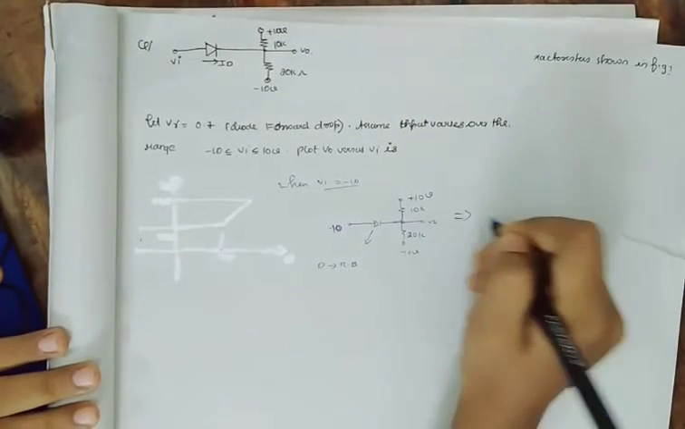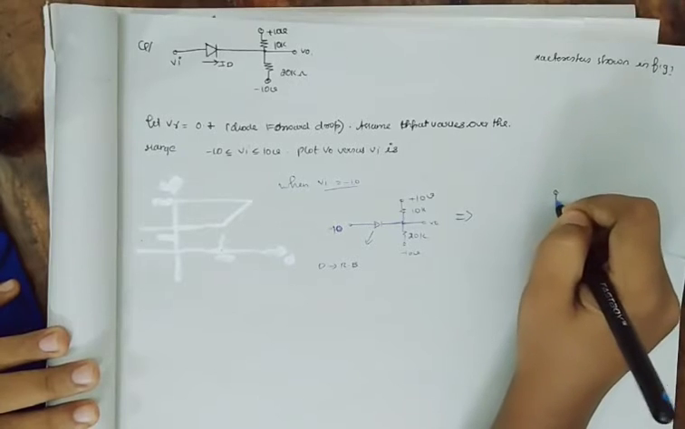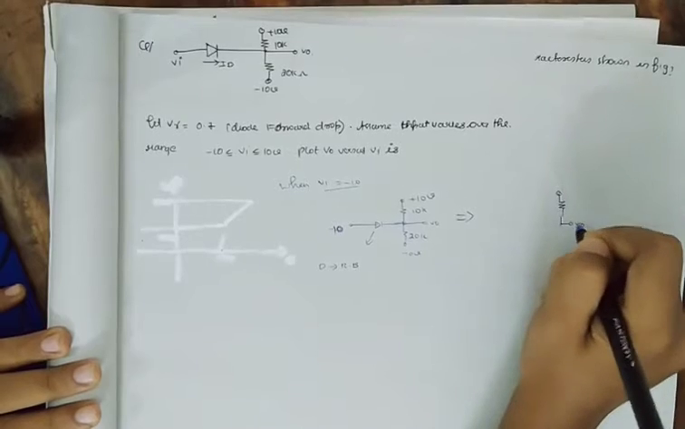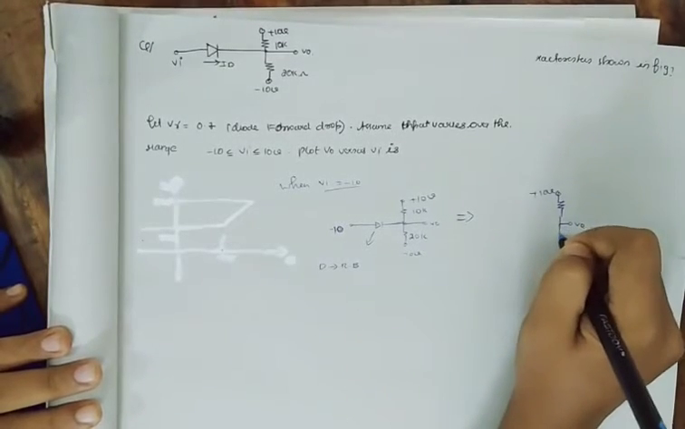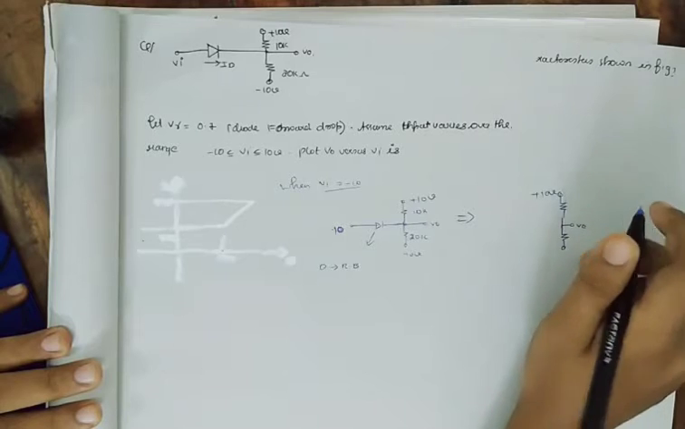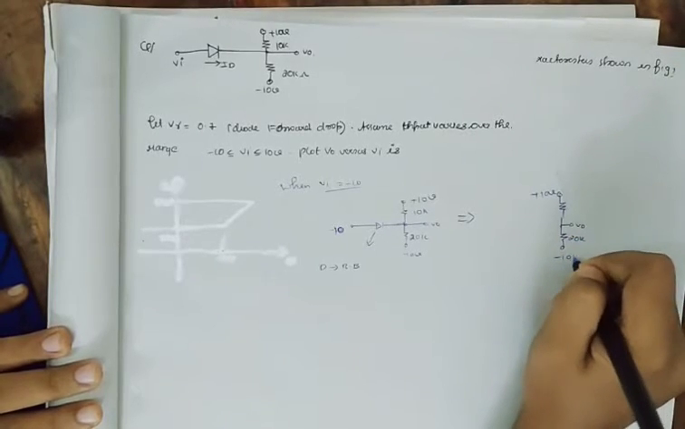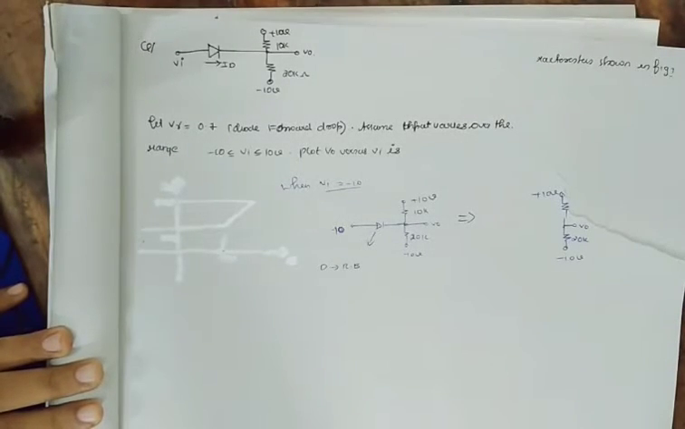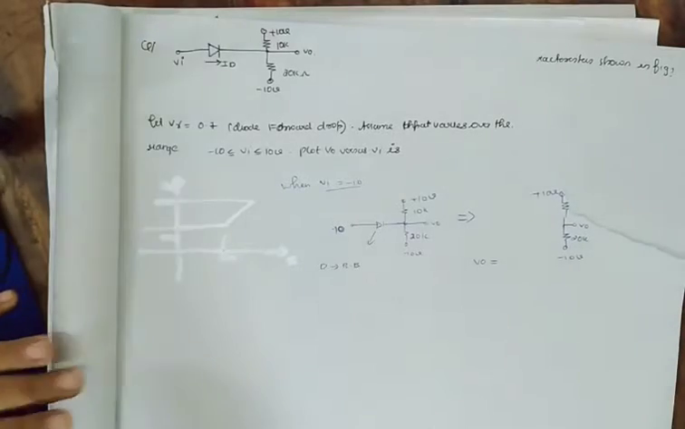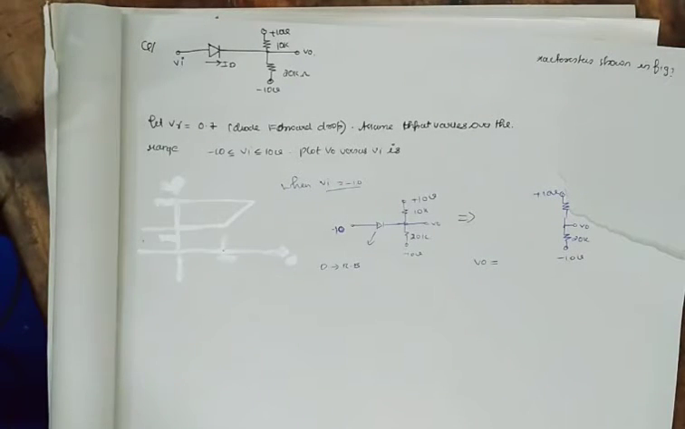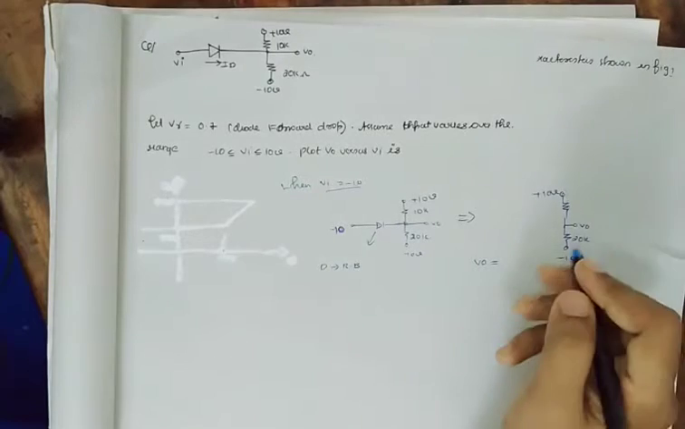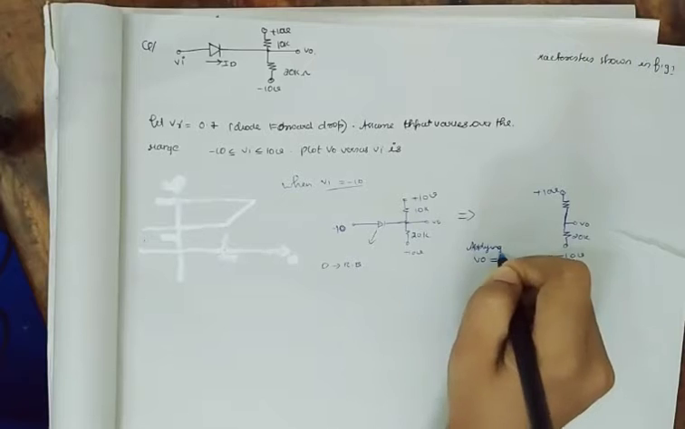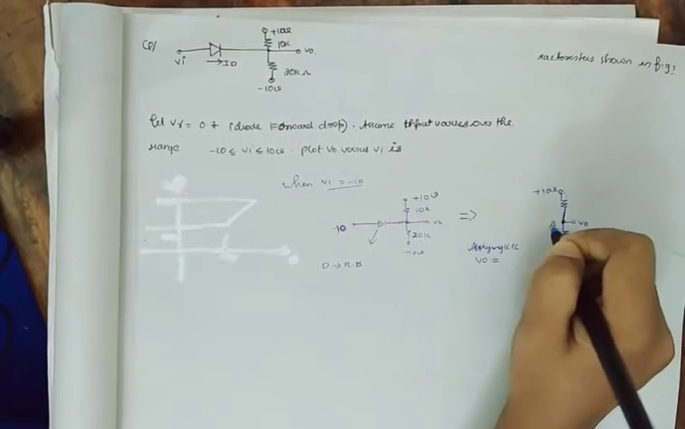So I am going to replace the diode by an open circuit, and what we will be left with is something like this: 10 volt, 20k, minus 10 volt. No current will be flowing from here. So what will be the value of V0 now? We'll have to find it out by applying KCL at node A.